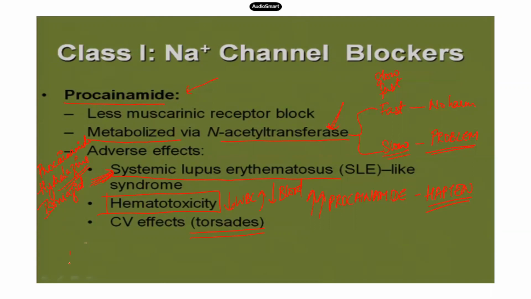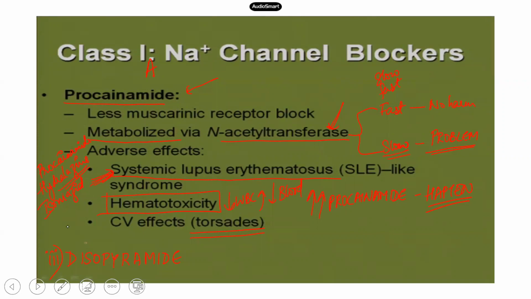Now, apart from procainamide, if you just remember the name of this drug, it will be fine. This is called disopyramide. So we have got 3 drugs for class 1A, which are your quinidine, procainamide, and disopyramide. So this is with respect to your class 1A drugs.